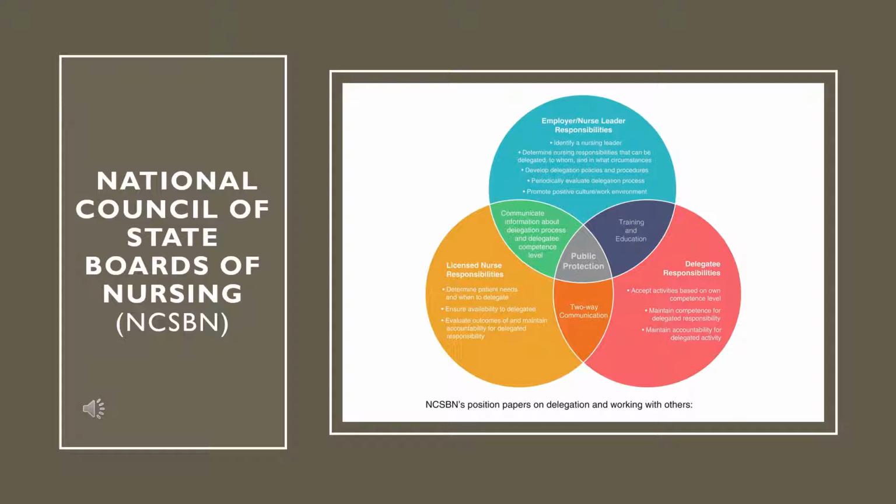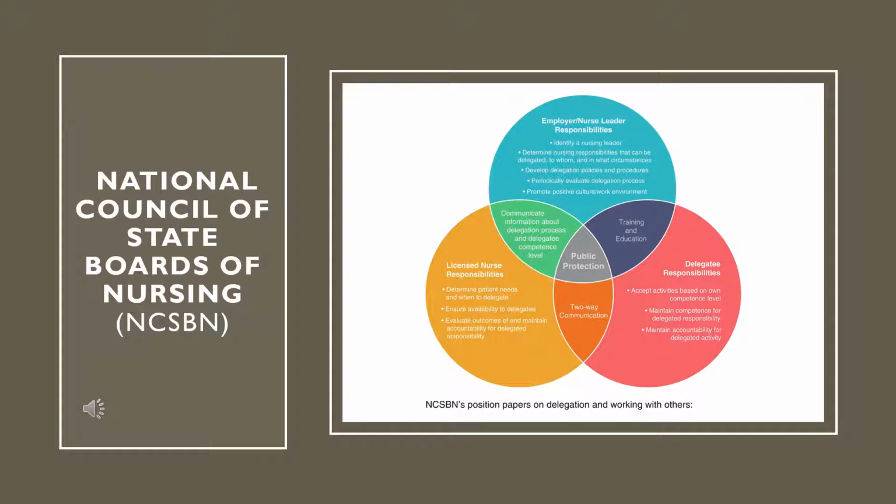I've also included this image and diagram from the National Council of State Boards of Nursing, also known as NCSBN. It's a delegation model that provides an organizational framework for delegation, and it identifies the roles and responsibilities for the employer, nurse leader, licensed nurse, and delegatee in the delegation process.